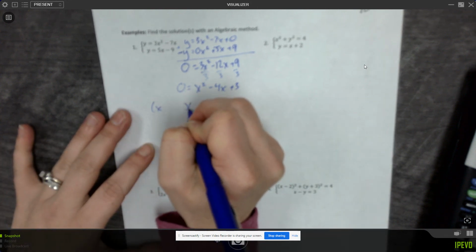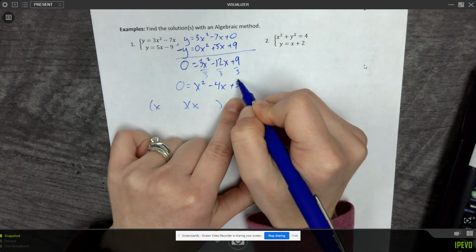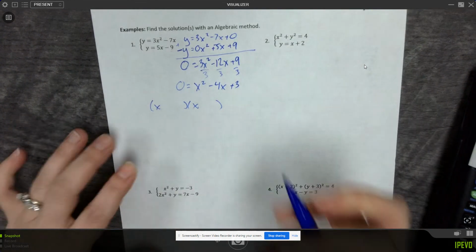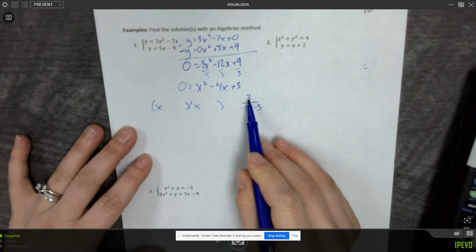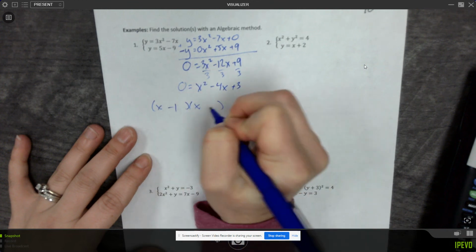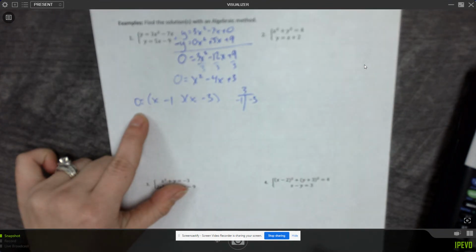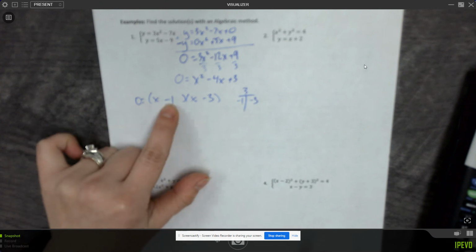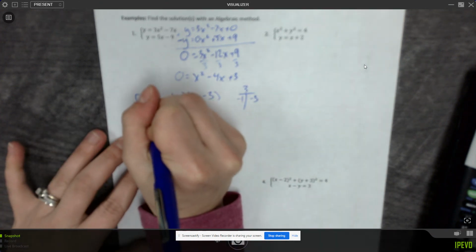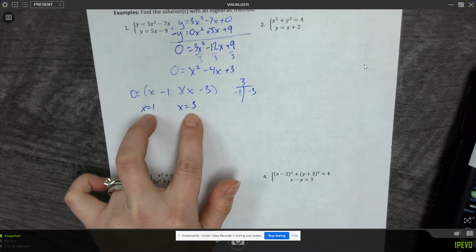So when I factor this, 2 parentheses, I need two numbers that multiply to be 3 and add up to be negative 4, which would be negative 1 and negative 3. Multiplies to be positive 3, adds up to be negative 4. And this is set equal to 0. And then you take this parenthesis and set it equal to 0, and this one set equal to 0. So you're going to flip your signs. So this is going to be x equals 1, and then x equals 3. This tells you that you have two answers.